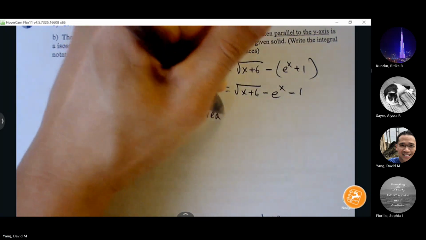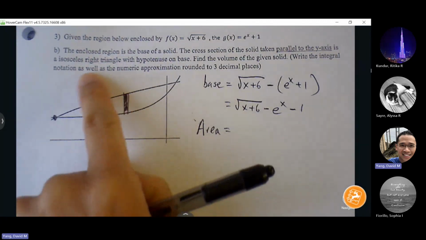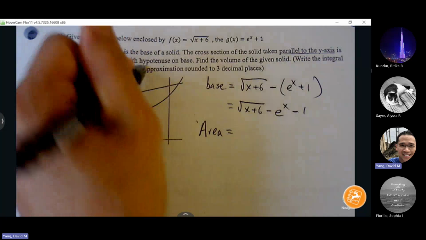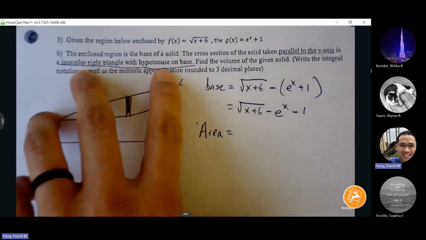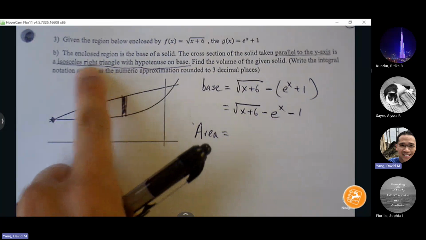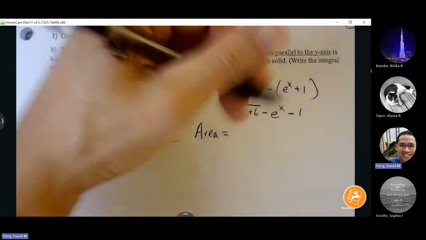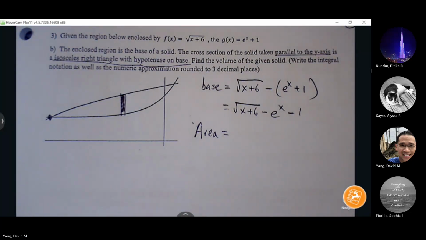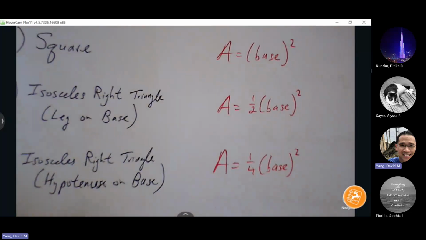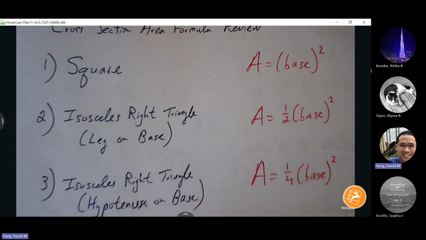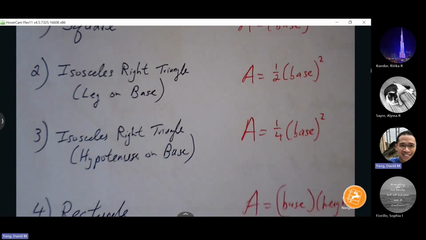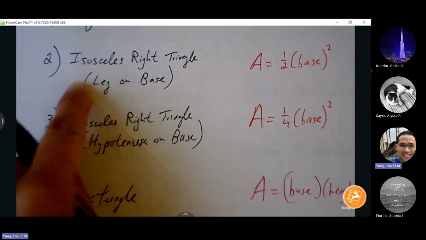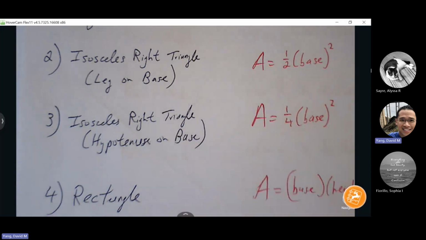So the area, we talked about yesterday, how we want to be able to memorize these formulas here. So we want an isosceles right triangle with hypotenuse on the base. The formulas are pretty much all base squared. Just have to worry about the coefficient. What's the coefficient for hypotenuse on the base? You guys remember? 1/4. Yeah. So just a quick reminder here. Square is base squared. Isosceles right triangle is 1/2 base squared. Isosceles right triangle with hypotenuse on the base is 1/4 base squared. The difference here is that it's either leg on the base or hypotenuse on the base. That's going to change the orientation of the area there.